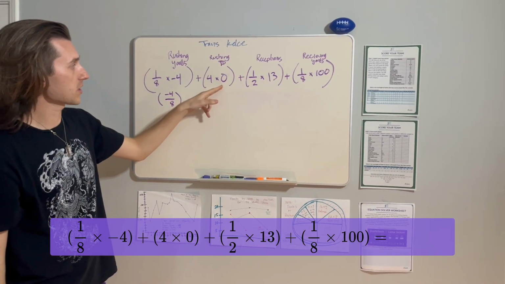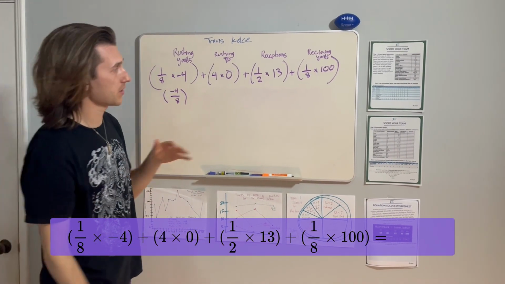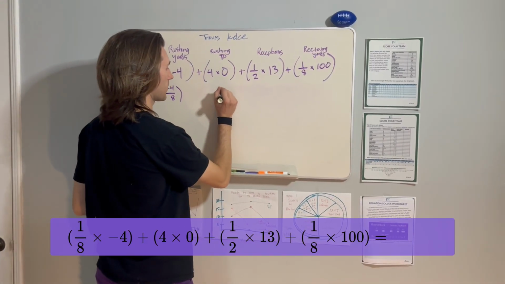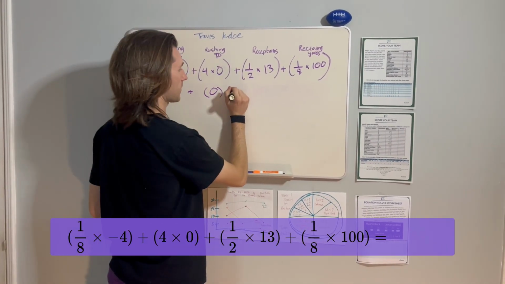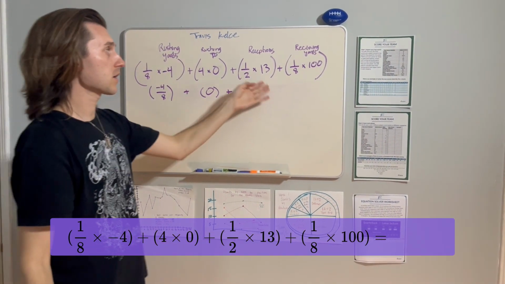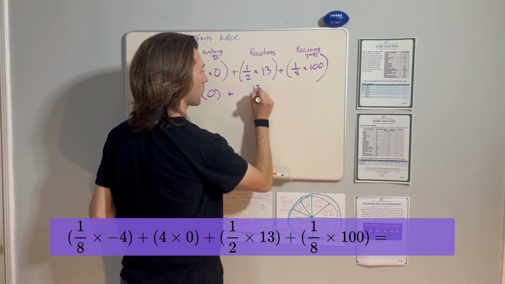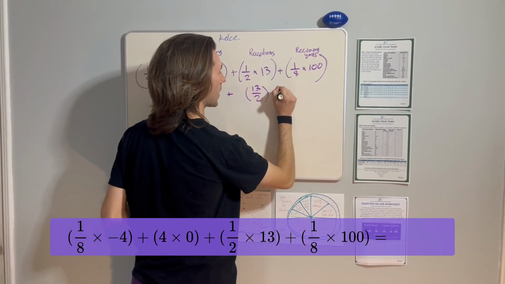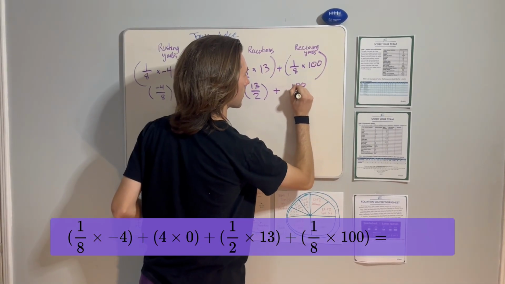Here we've got 4 times 0. Very simple. Anything times 0 is 0. So we're going to just bring down the 0. And we'll go ahead and maintain our equation here. Same situation here as we had in the beginning. We're going to end up with 13 over 2. And our final one is going to be 100 over 8.